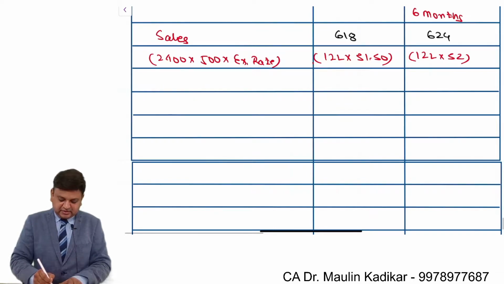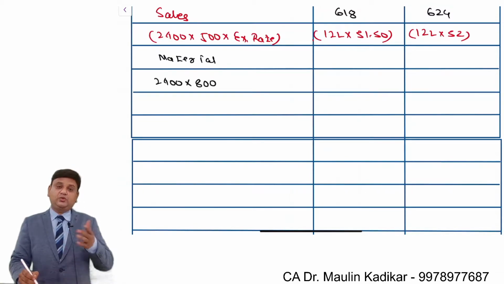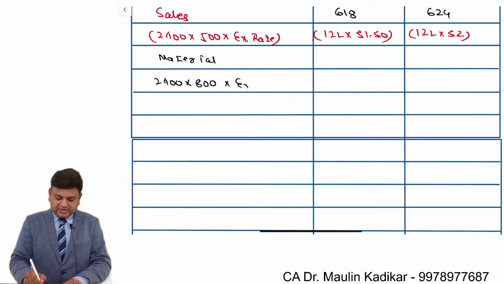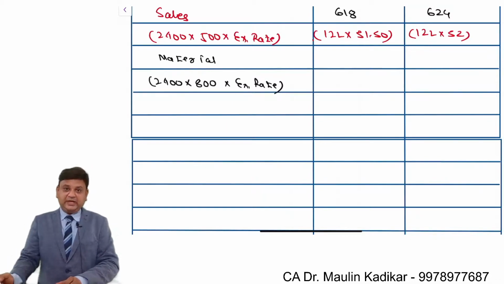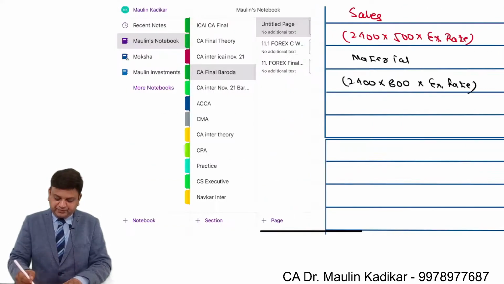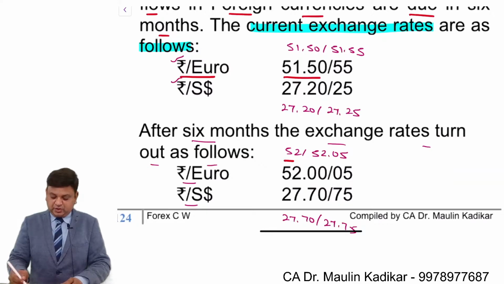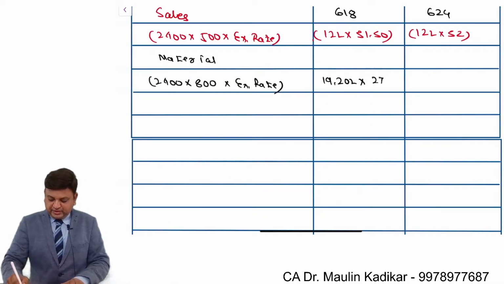Then we understand it's the material cost. For that again 2400 units into 800 Singapore dollar is the price at which you are going to buy the raw material into exchange rate. So 2400 into 800, that comes to 19.2 lakhs into, it is sell of rupees and purchase of Singapore dollar. So you have to sell higher amount of rupees, 27.25.